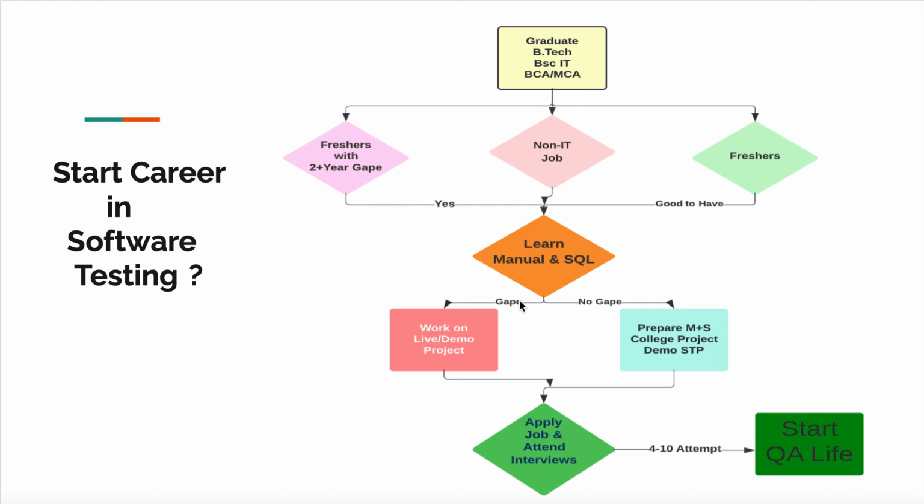But the same thing, if you have a gap in your career or academics, either you are working in IT or non-IT, or you are a fresher with a 2-3 year gap, you can first learn manual testing and SQL, then work on some live project or demo project, and then go and apply for jobs and attend the interviews. Where you have to apply is a small company where the gap doesn't matter, your skill set matters. Or you can consult with different consultancies, and they will provide you a job with a third-party company. So you don't need to worry about this. Once you are well prepared with SQL, manual testing and a project, you can definitely apply, and after 4 to 10 attempts based on your preparation, you will definitely get a job and you can start your QA life.